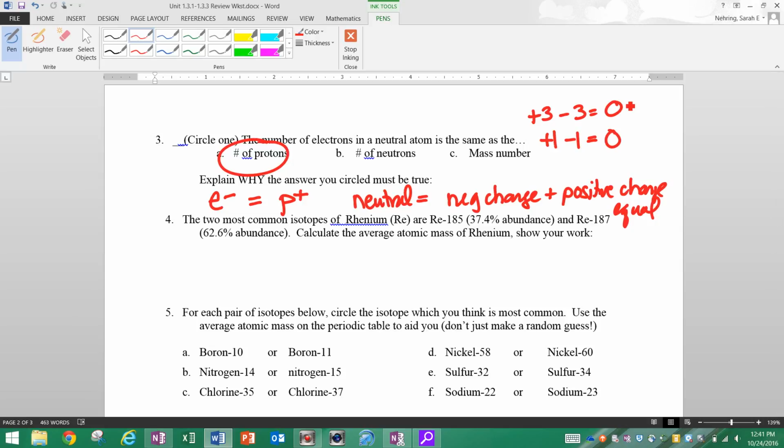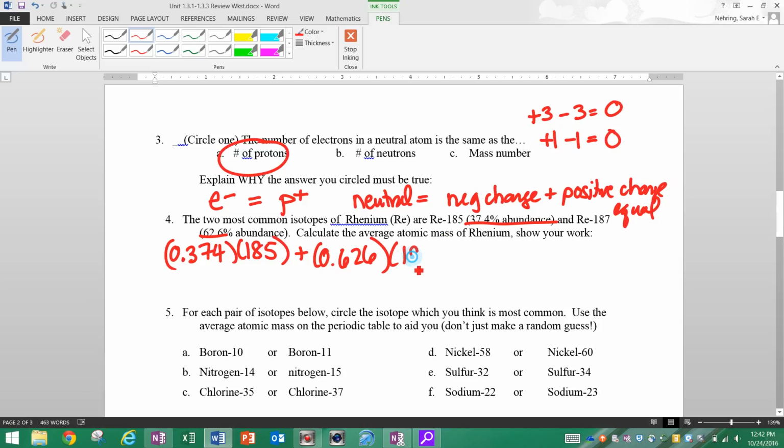All right, and then number 4, here's another average atomic mass problem. So again, I'm going to take my percent abundance right here and turn that into a decimal, 0.374, times 185. And then I'm going to take my other percentage here, 62.6%, turn that into a decimal, and multiply it by 187. So what this is saying is 37.4% weigh 185, and then 62.6% weigh 187.